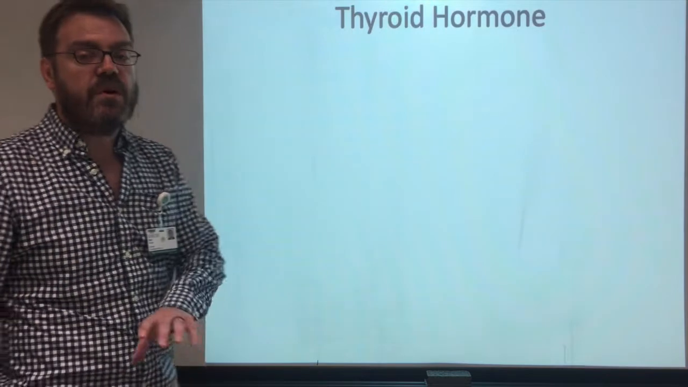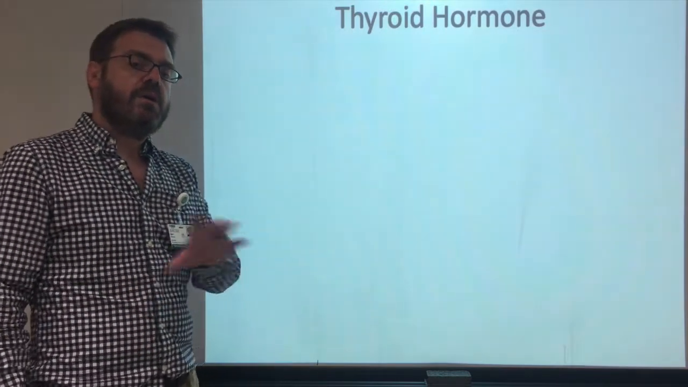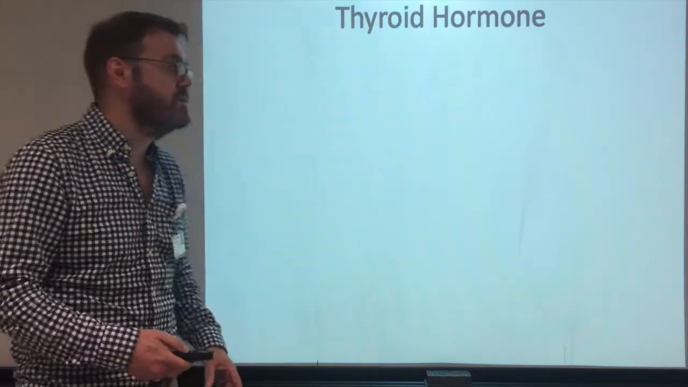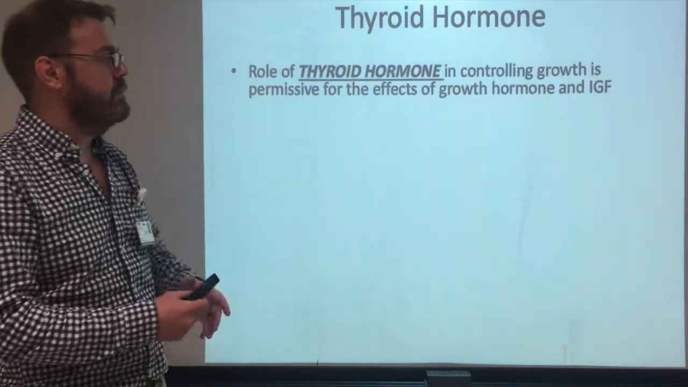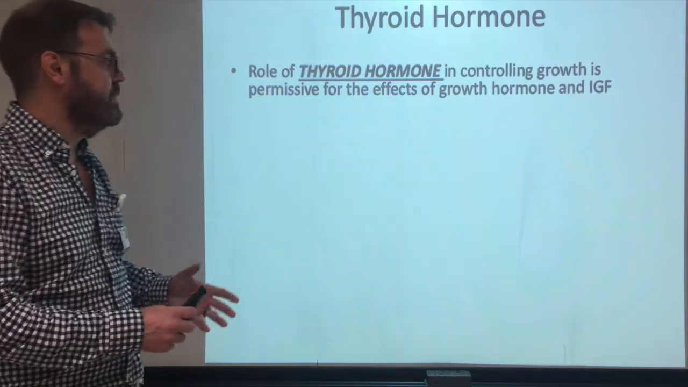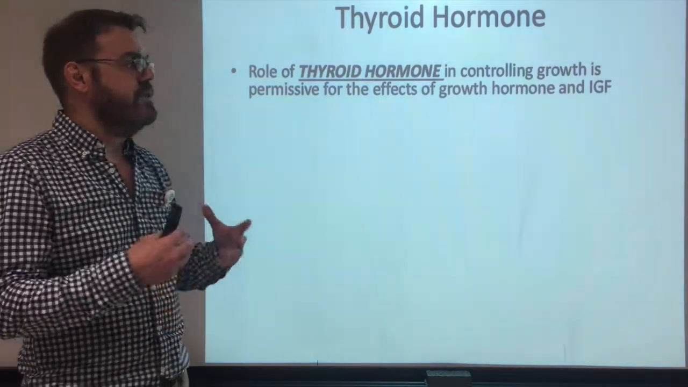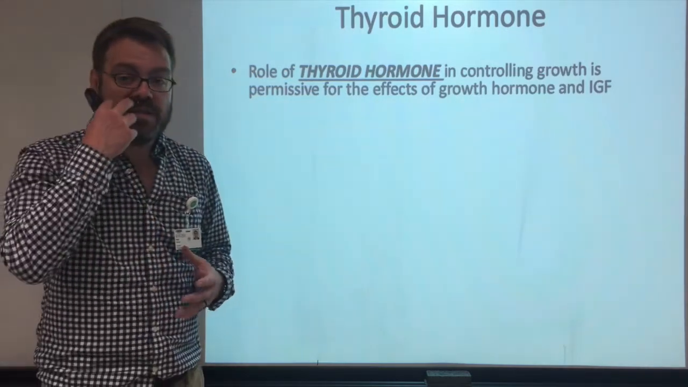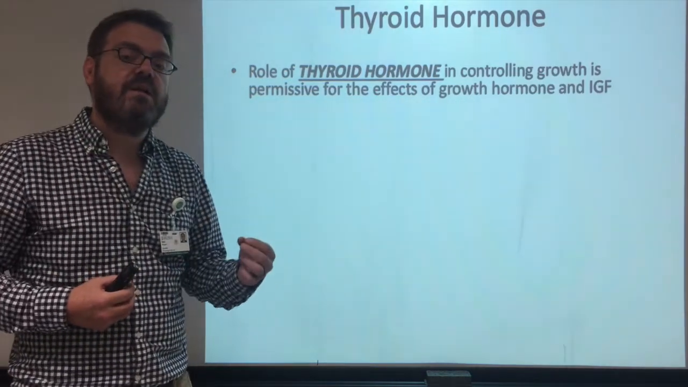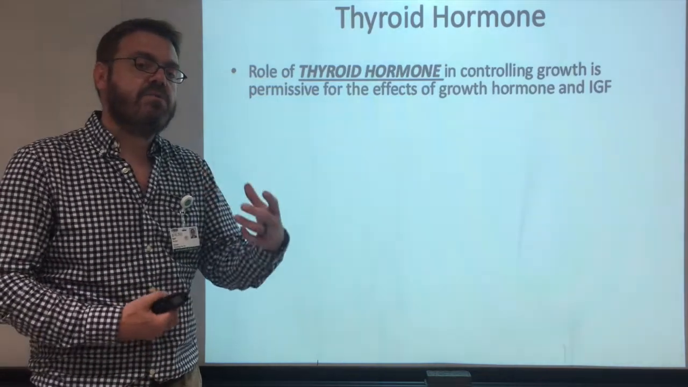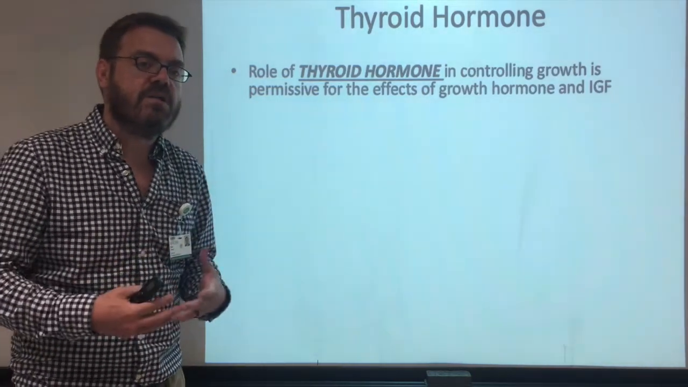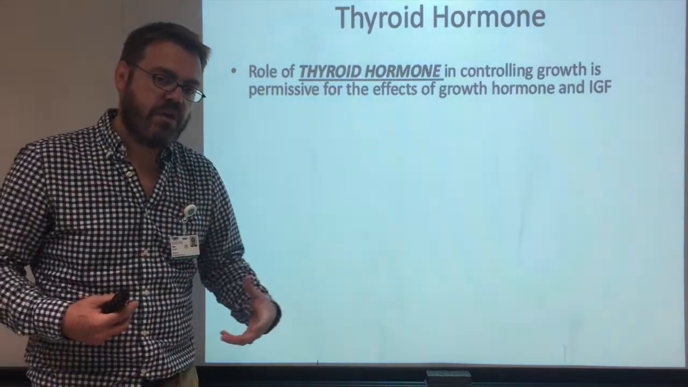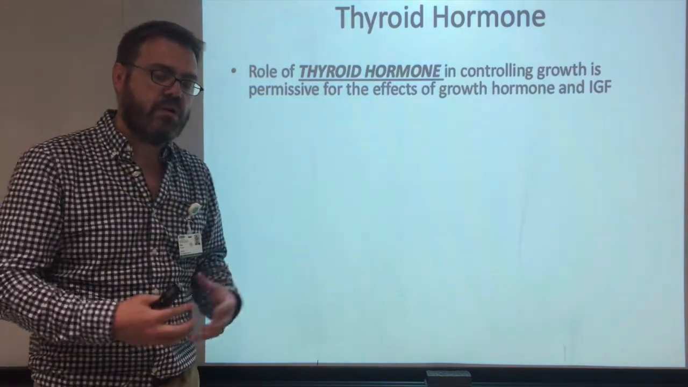Okay, so moving on from growth hormone onto thyroid hormone, it has implications in growth. The role of thyroid hormone in controlling growth is that it's permissive for the effects of growth hormone and IGF on growth. It doesn't stimulate growth directly itself, but it allows growth hormone and IGF to work much more effectively, and so when you have enough thyroid hormone around, growth can occur normally.